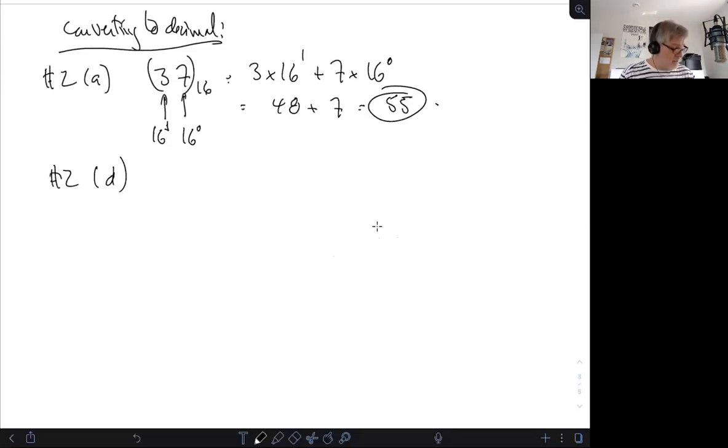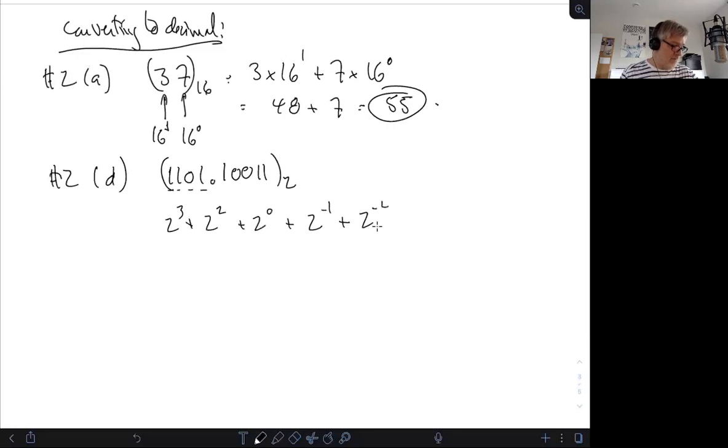I have to convert 1101.10011 binary to decimal, right? So what is that? This is 2 power 3 plus 2 power 2 plus 2 power 0 plus 2 power negative 1, 2, 3, 4, and 5, minus 4, and minus 5, right?